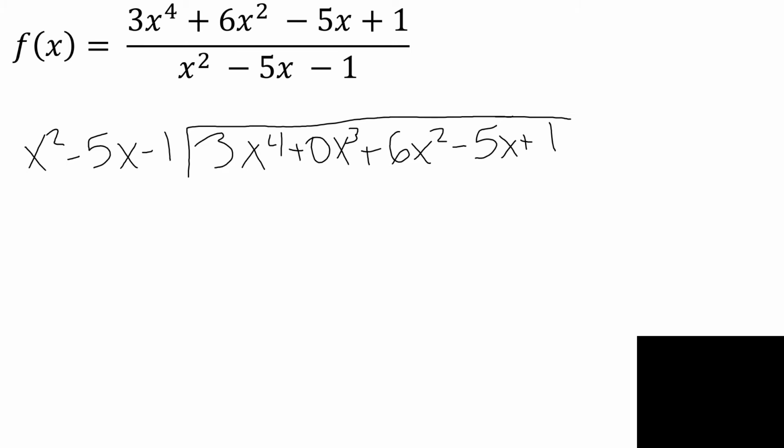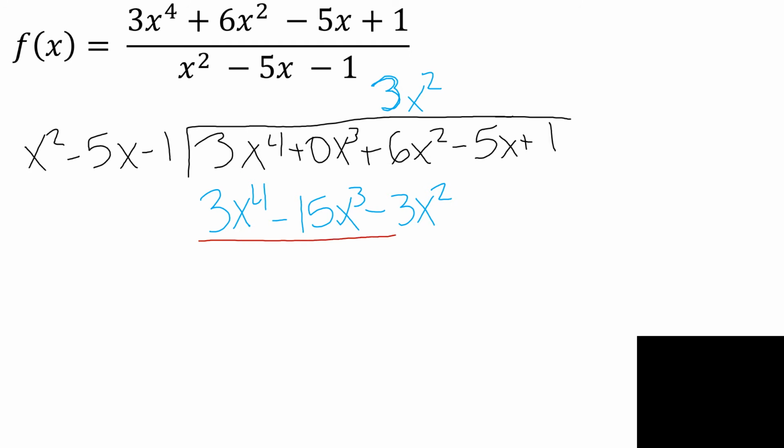So first things first, we are going to say 3x to the 4th divided by x squared, we'll get 3x squared, and then we will multiply our denominator by 3x squared. So 3x squared times x squared is 3x to the 4th. 3x squared times negative 5x is negative 15x cubed. And 3x squared times negative 1 is negative 3x squared.